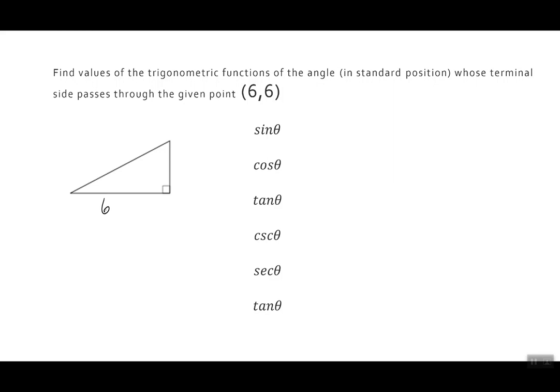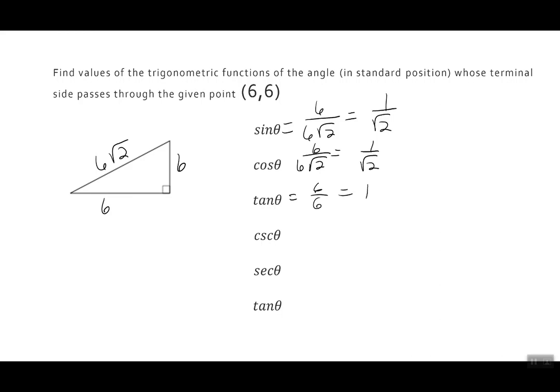Now that I have my values of 6, 6, and 6 square root of 2, I'm ready to find the sine, cosine, tangent, cosecant, secant, and cotangent. For the sine, I have the opposite, 6 over 6 square root of 2. We can reduce that to 1 over the square root of 2. For the cosine, I have the adjacent, which is also 6 over 6 square root of 2, which reduces to 1 over the square root of 2. Tangent, opposite, is 6. Adjacent is also 6. 6 over 6 is 1.